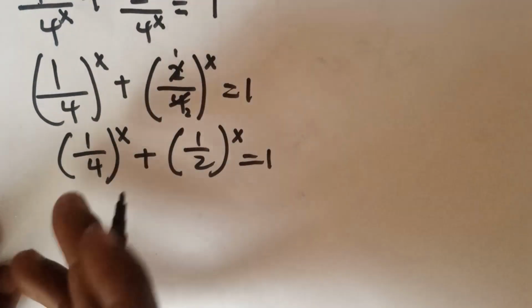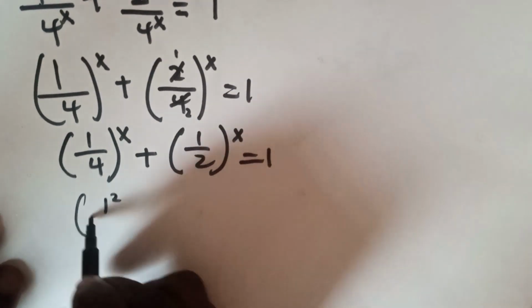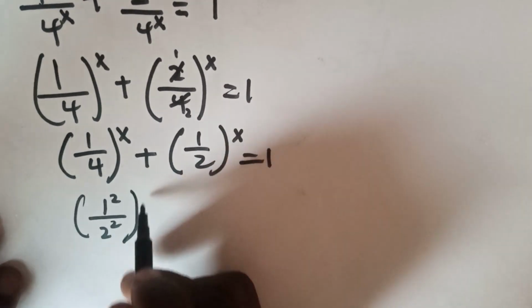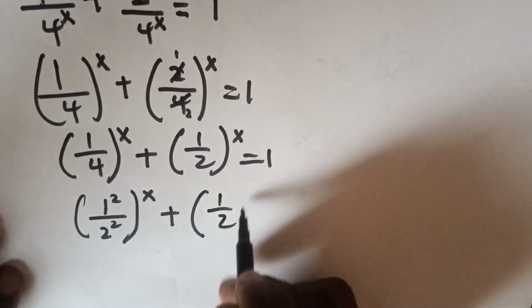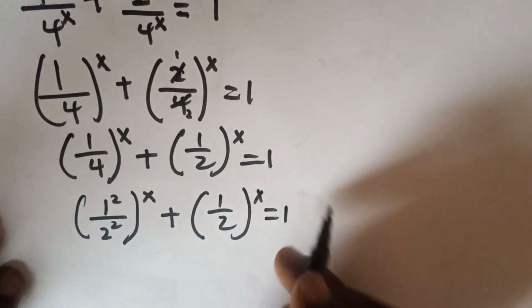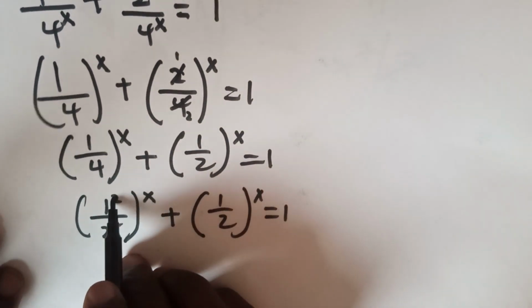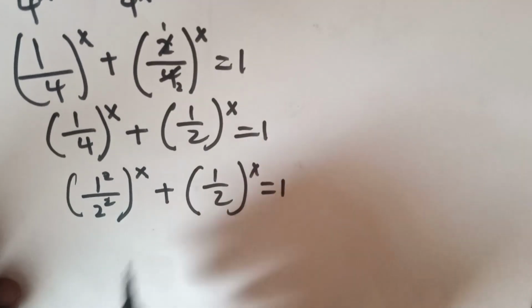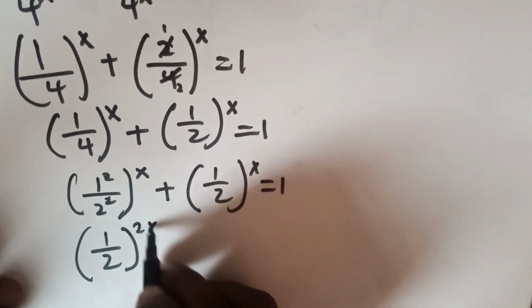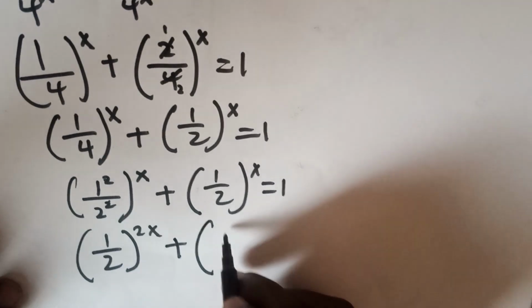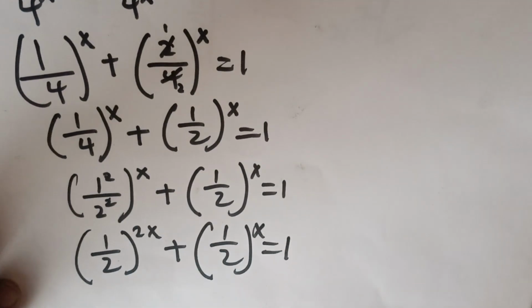Amazing. So we can rewrite this one in this form: (1 all over 2 to the power of 2) to the power of x plus (1 all over 2) to the power of x equals 1. Awesome. Since this and this are common, we can still bring it out. Then bringing it out, we can have (1 all over 2) to the power of 2x plus (1 all over 2) to the power of x equals 1.